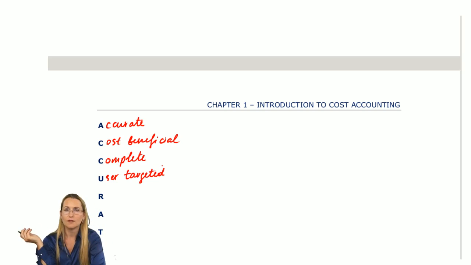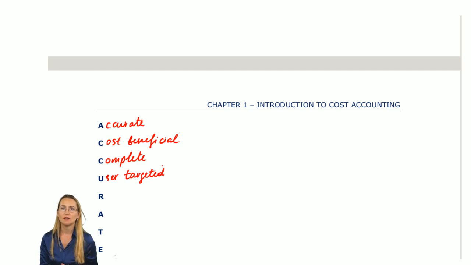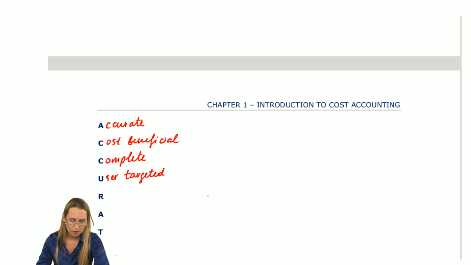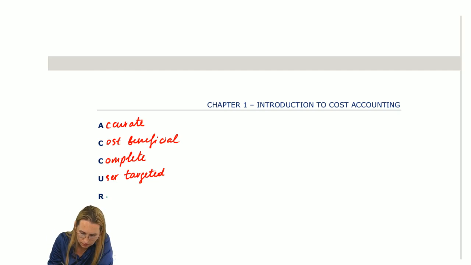So in terms of user targeted, if you were providing information for a director of the company, let's say managing director, they probably do not have time to look at very detailed reports on a department by department basis. However, if you were providing information for the manager of the sales department or maybe the manager of the production department, they would want to see detailed information about their department because they're concerned with only this particular department. So user targeted, relevant. So it should be relevant for purpose.